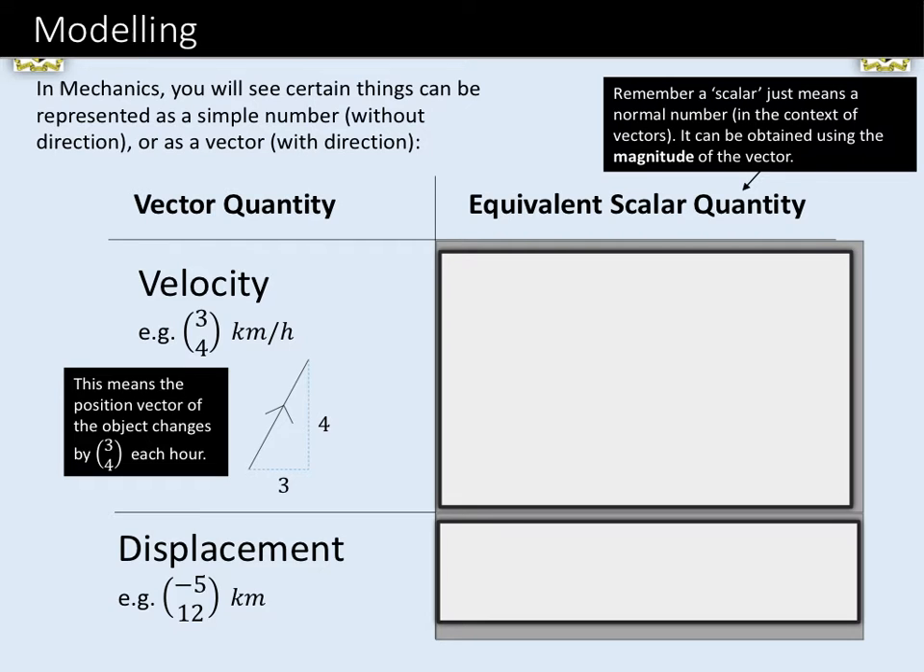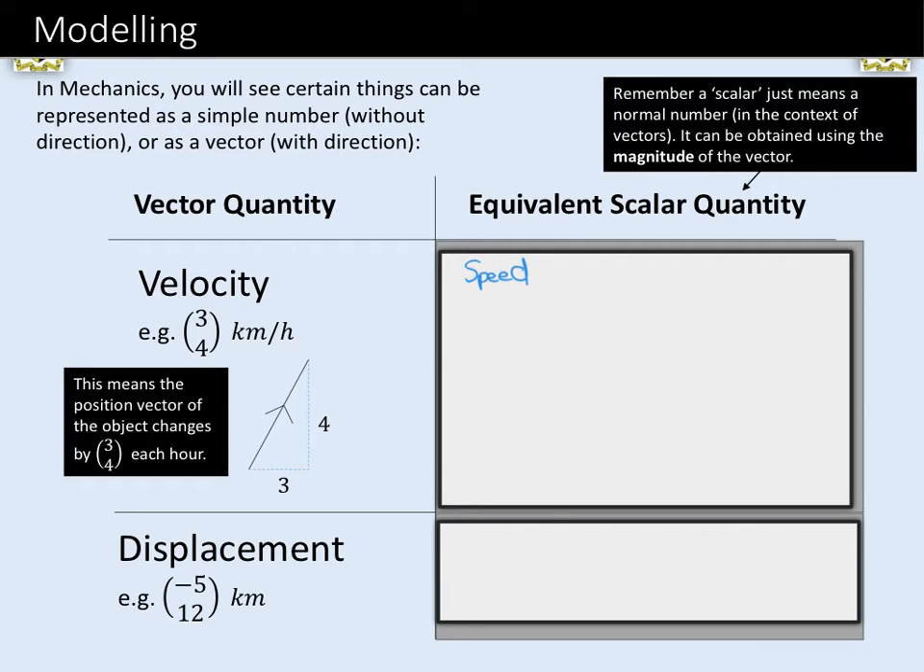Moving on to modelling then, so if we have a look at this, it says, in mechanics you will see certain things that can be represented as a single number without direction or as a vector with direction. So, for example, we might have here, and we talked about this earlier, a vector quantity might be a velocity. So that might mean that because it's given in kilometres per hour here, every hour it will go 3 kilometres to the right and 4 kilometres up. But the equivalent scalar quantity might mean here that we just want the speed instead.